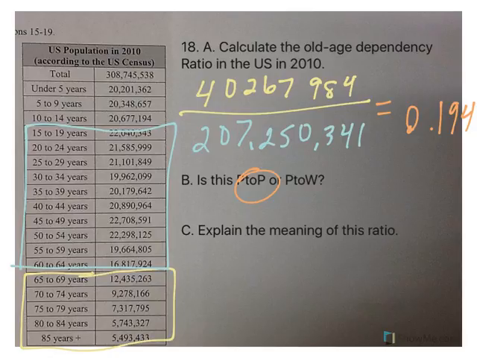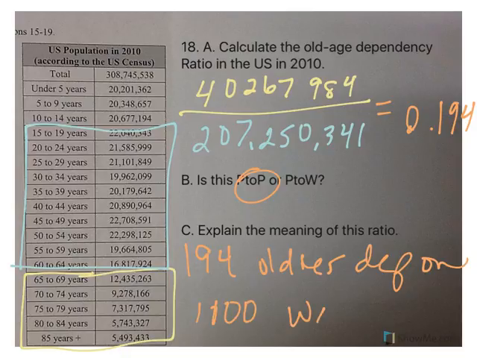All right, so there are 40,267,984 oldies compared to our working class, which gives us an old age dependency ratio of 0.194. Again, this is part to part, and the meaning there are 194 oldies dependent on 1,000 workers. And there is the meaning of that age dependency ratio.